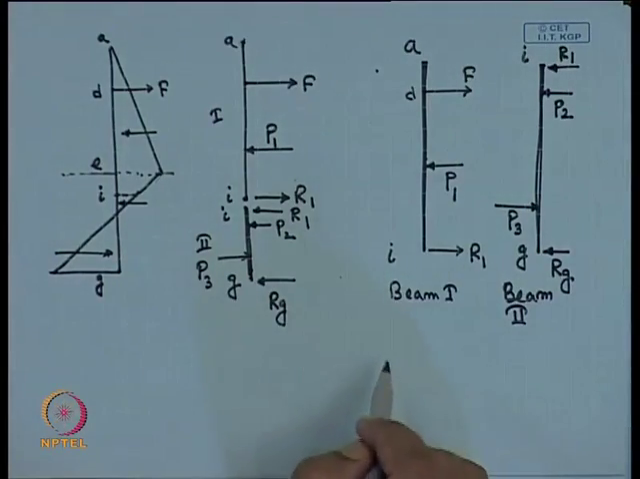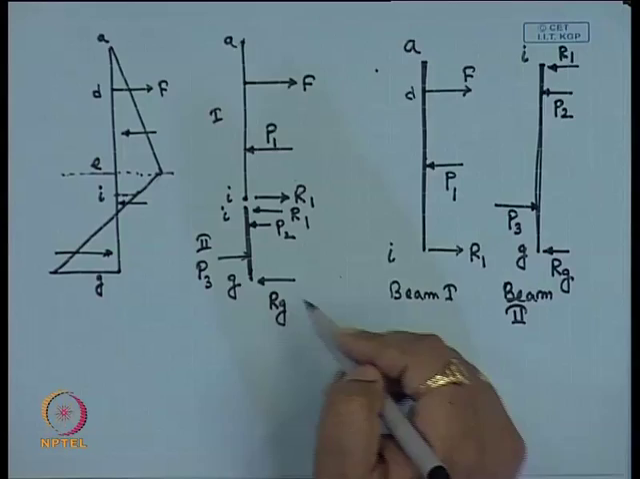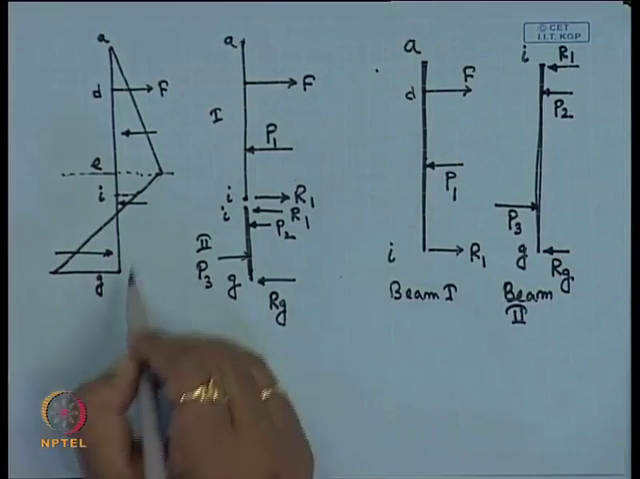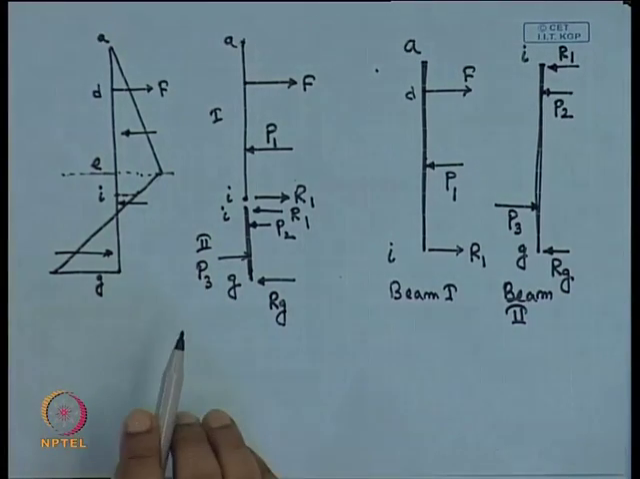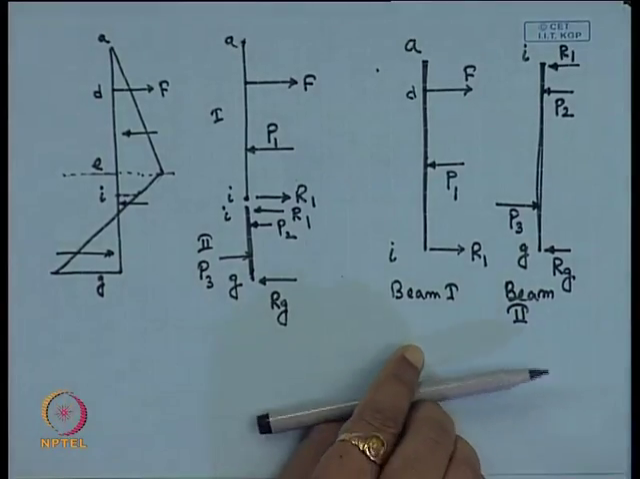Now, we have to calculate all these reactions and forces, then we can determine the D value. These are the force diagrams on the different beams: what forces are acting, what the reaction forces are, and what the external forces are. With the help of these forces, we have to determine the required depth of the sheet pile and the anchor force. How to determine the depth of the sheet pile and the anchor force, I will discuss in the next class. Thank you.